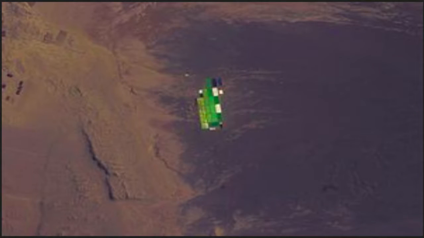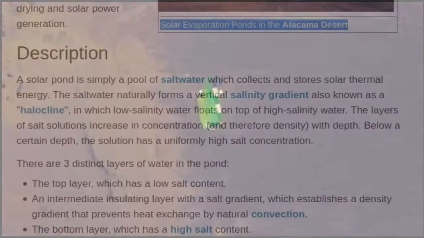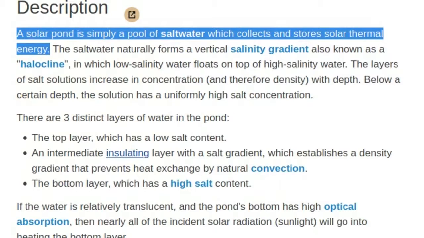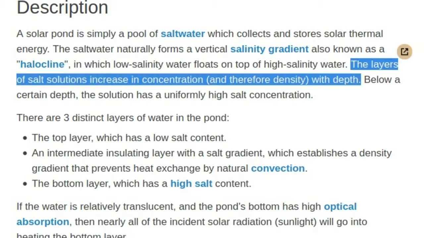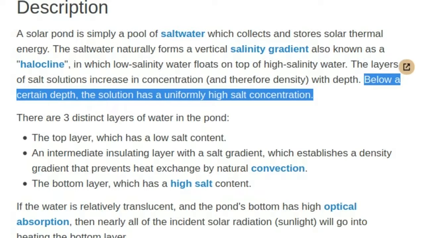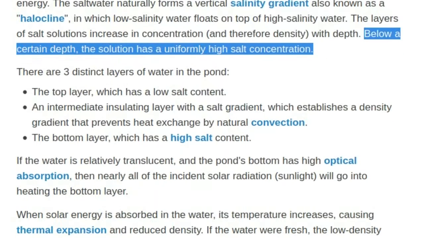Solar evaporation ponds in the Atacama Desert. A solar pond is simply a pool of saltwater which collects and stores solar thermal energy. The saltwater naturally forms a vertical salinity gradient, also known as a halocline, in which low salinity water floats on top of high salinity water. The layers of salt solutions increase in concentration, and therefore density, with depth. Below a certain depth, the solution has a uniformly high salt concentration.